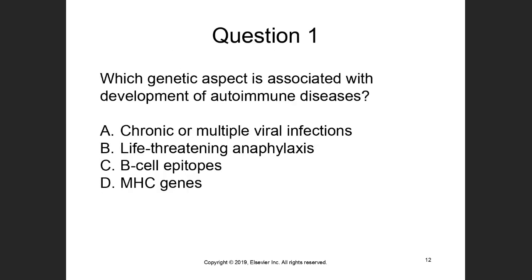And we have question number 1. Which genetic aspect is associated with development of autoimmune diseases? And out of that list, the answer is D, exactly. This is related to autoimmune diseases. Right here, okay?